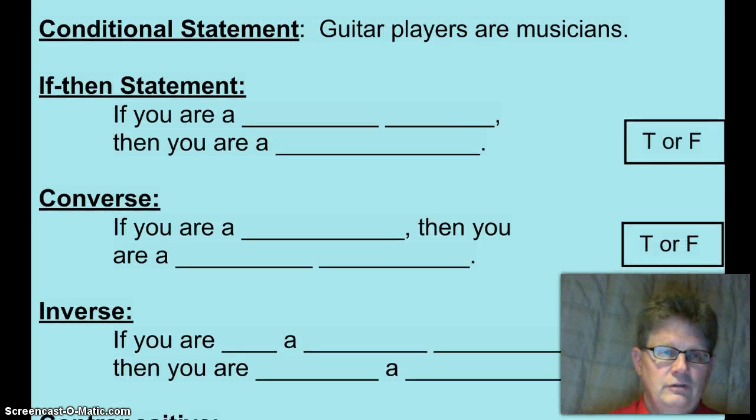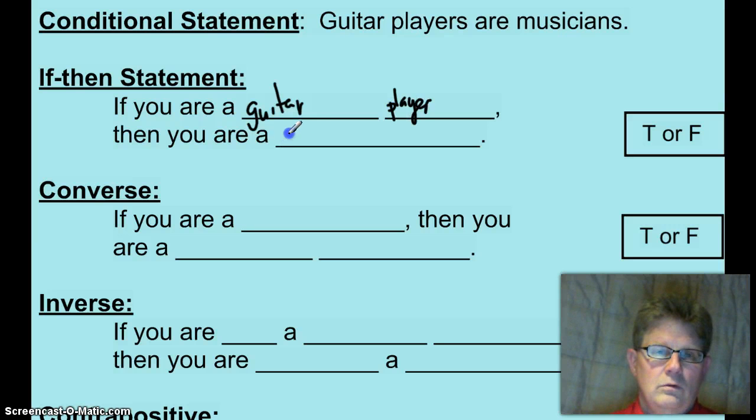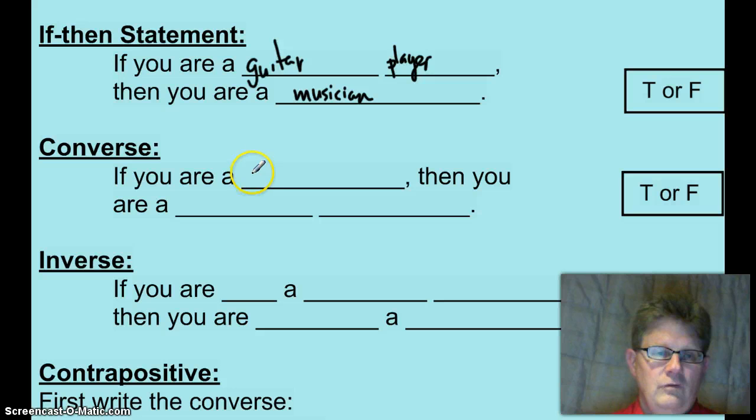Alright, original statement. Guitar players are musicians. So if you are a guitar player, then you are a musician. Converse, if you are a musician, then you are a guitar player. I've switched the hypothesis and the conclusion.